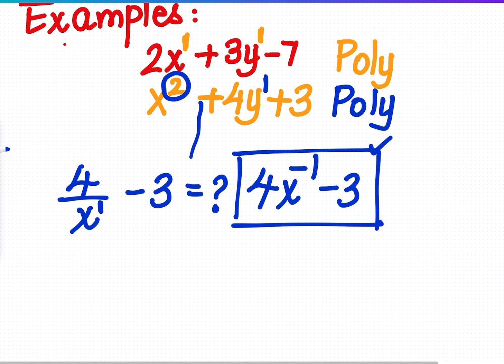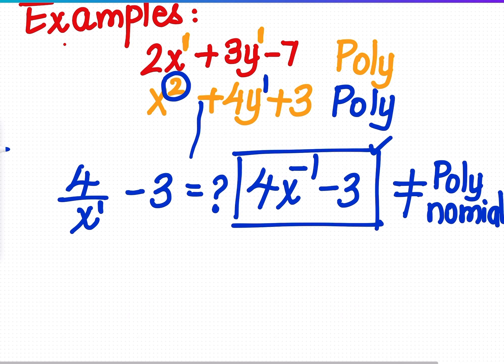That's another form I can write the polynomial into. And I see that the power is not a whole number. So if the power is not a whole number, it is not a polynomial. So that's something important to know. It cannot be a negative power also. It just has to be positive whole numbers.